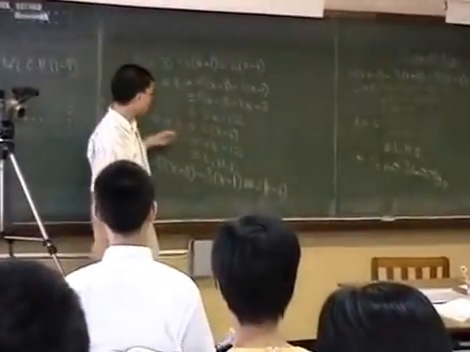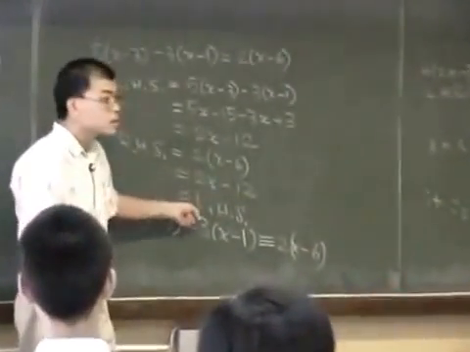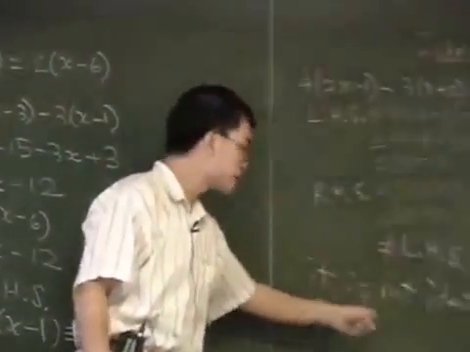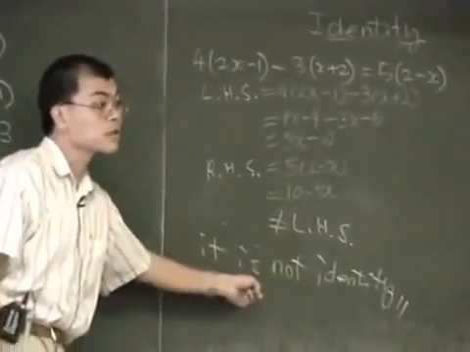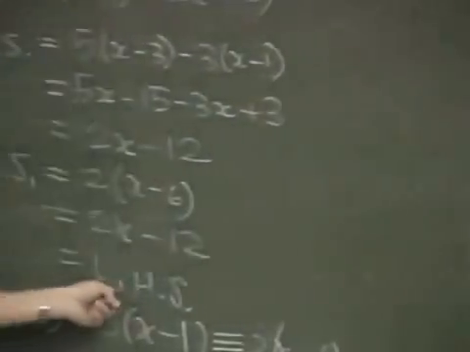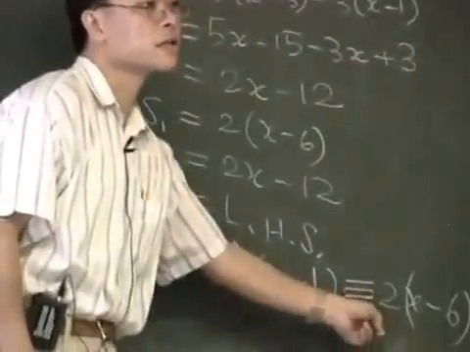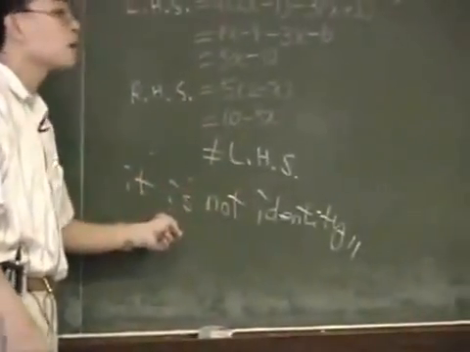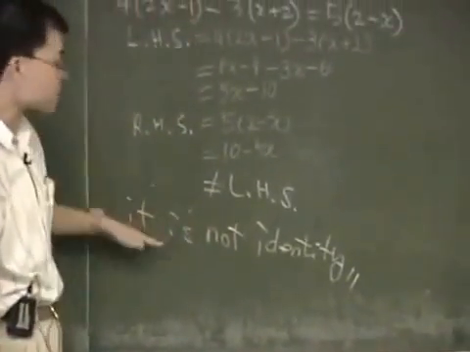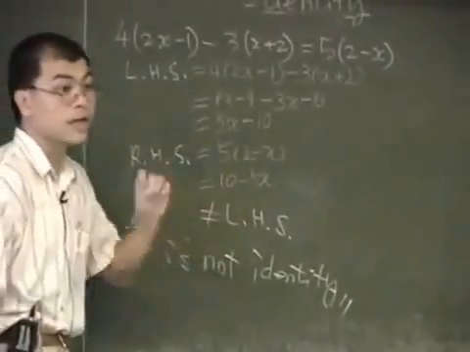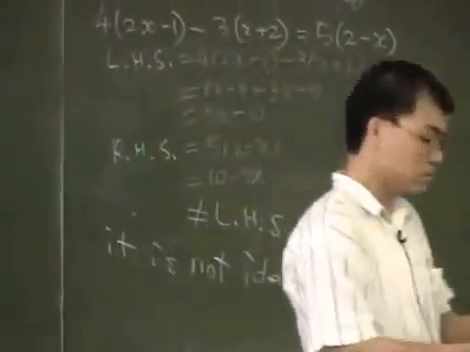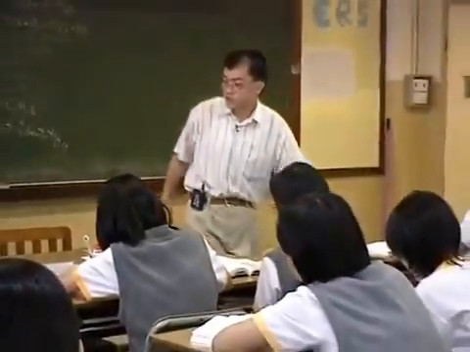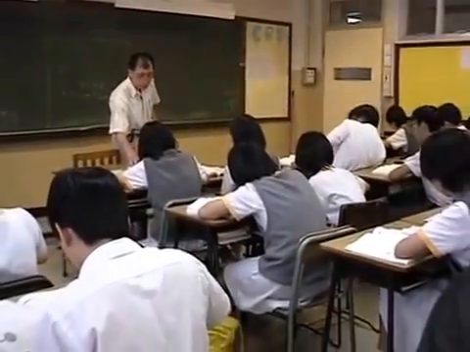After the expansion, remember, you must tell whether they are equal or not, and then your conclusion. If the left-hand side equals the right-hand side, then it is an identity. But if they are not equal, then you can simply say that it is not an identity. All right? Okay, finish the work at home and we'll check it tomorrow.